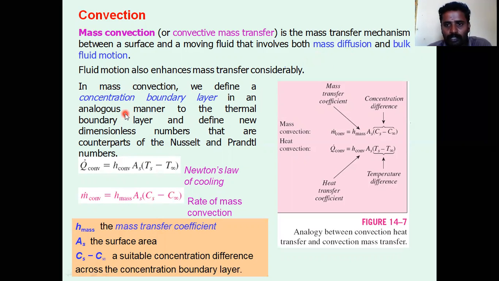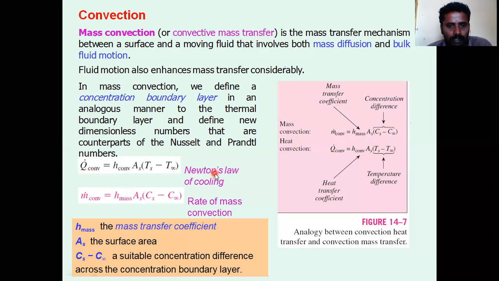For this transfer, we call the boundary layer the concentration boundary layer. It is shown in a simple diagram. The mass convection rate is equal to h_mass times A times (Cs minus C infinity), the concentration difference driving the mass transfer. Similarly, heat convection is h_convection times As times (Ts minus T infinity), the surface temperature minus the fluid temperature.